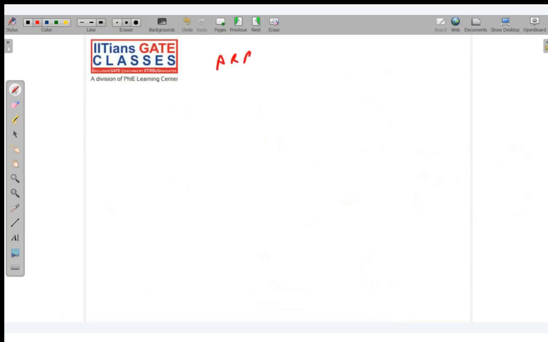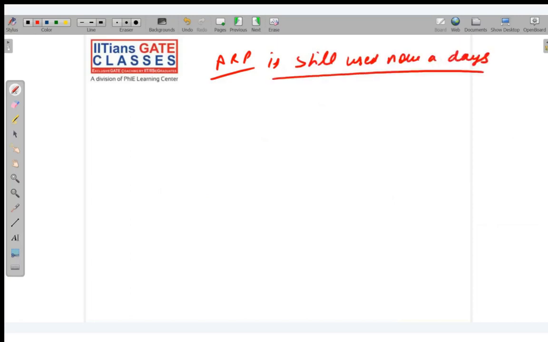You should know that ARP is used till now. It is not obsolete. Day by day technologies are changing, but ARP is still used nowadays. That means it is not obsolete. It will give you the basic difference: the next protocol, RARP, is obsolete. It is not used nowadays, but ARP is used. You should know this thing.